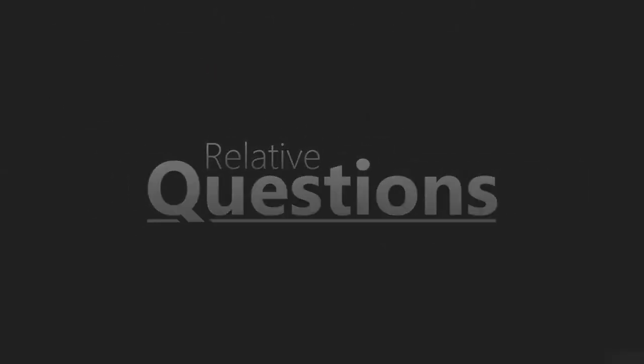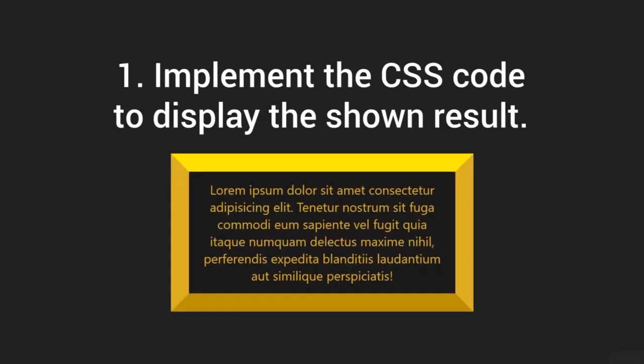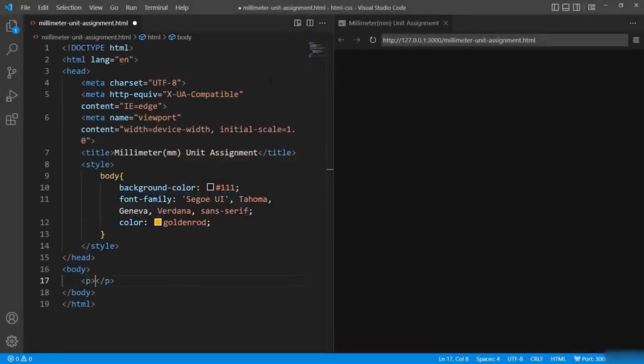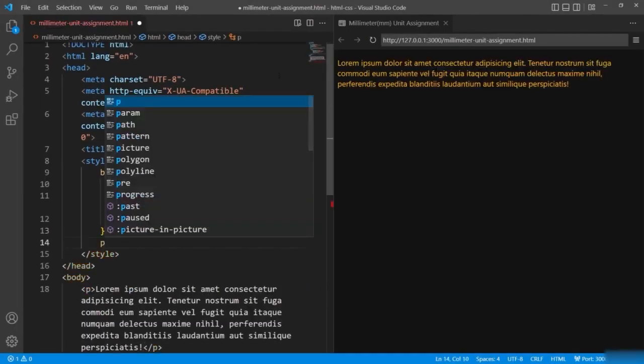Now let's talk about a practice assignment. Implement the CSS code to display the shown result. Looking at the result, you can identify that all these are just simple borders with different colors. So let me create a paragraph with some text and let's implement the style of it.